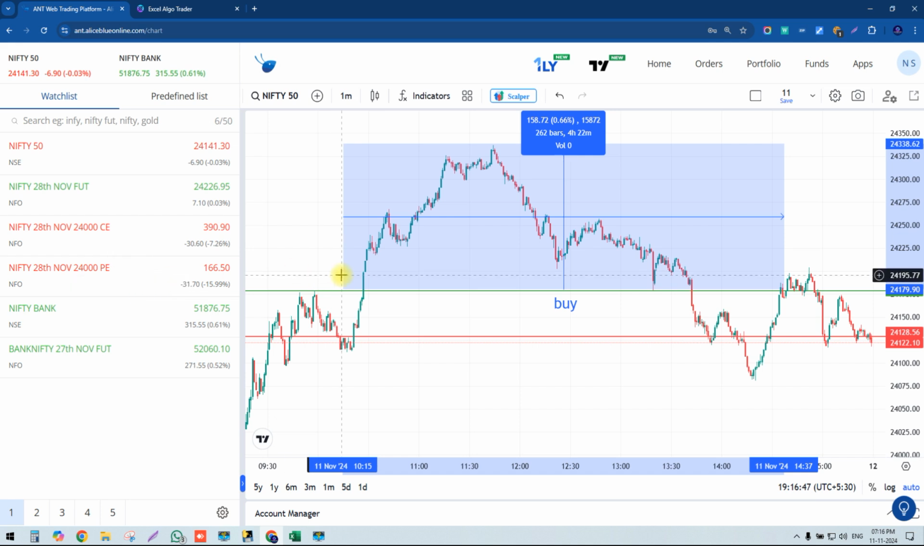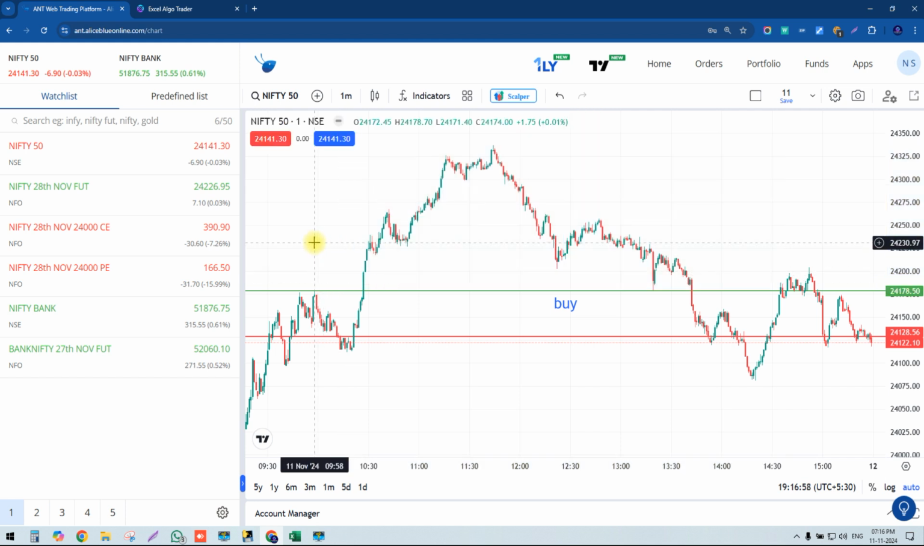Just turn on our Excel Algo Trading. There are some steps to be automated. Just follow the steps and everything goes automatically. Okay guys, that shows how our breakout strategy worked today.